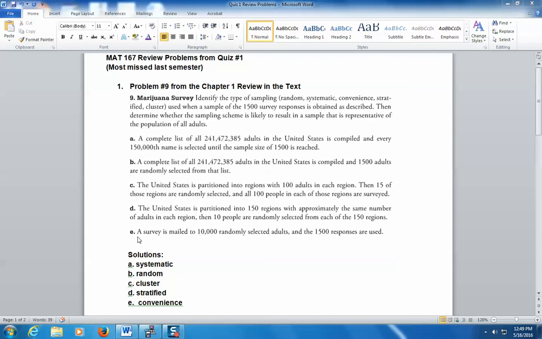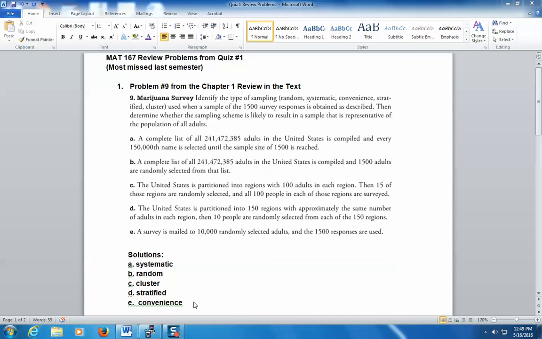And then last, a survey mailed to 10,000 randomly selected adults and 1,500 are used. If all 10,000 would have sent their responses back, that would be a random sample. But since only 1,500 are used, the ones that decided to send it back, that ends up being a sample of convenience. You use the responses that you got back.